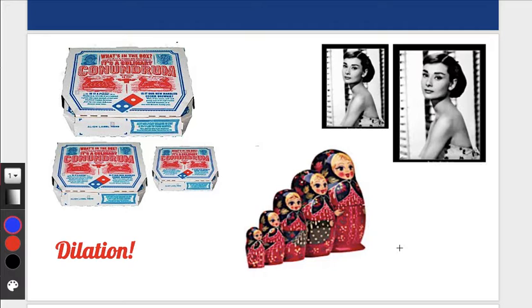As you can see, you actually see a lot of examples of dilation in real life. Dilation is a kind of transformation. The size of the picture does change, however, the shape stays the same. That's the most important feature of dilation. So now let's see more details about dilation.